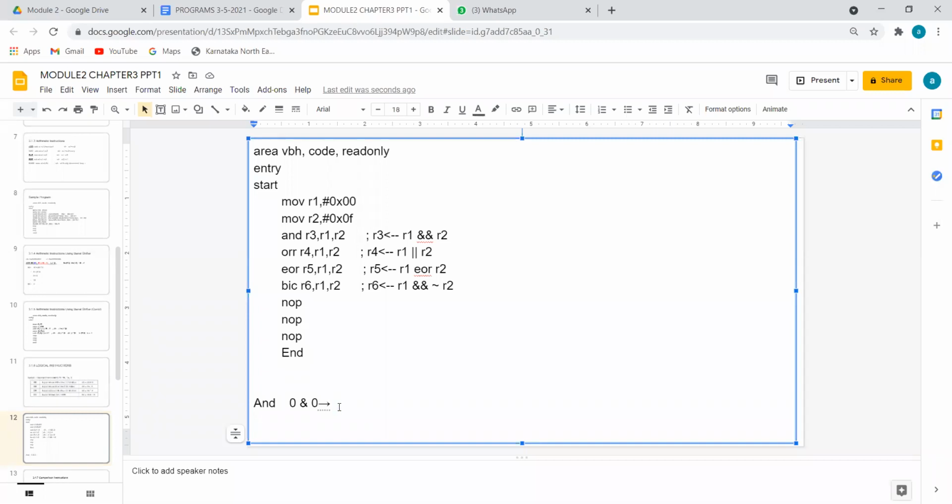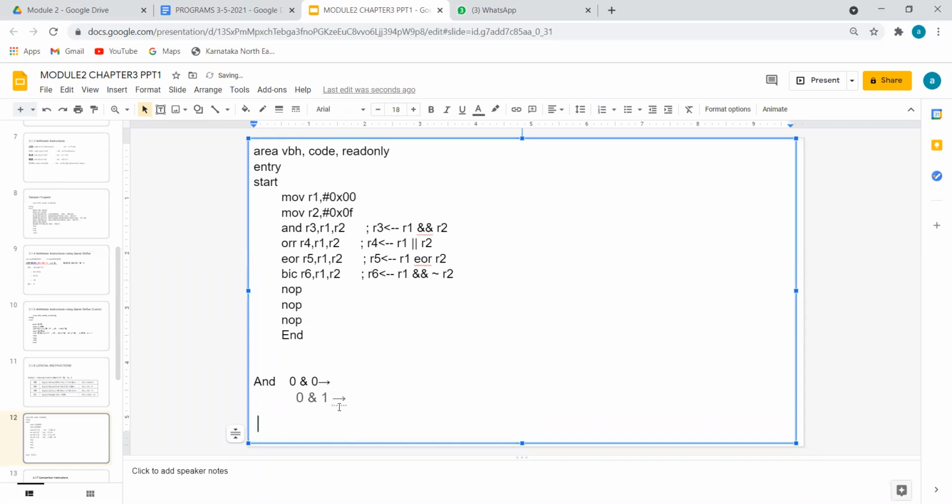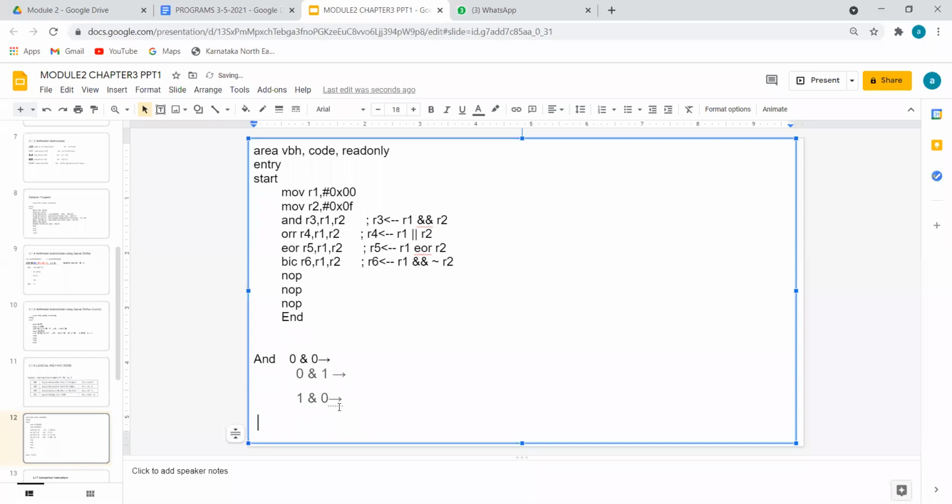Okay, now I will write different combinations. 0 and 1. Then 1 and 0. And finally 1 and 1. Okay. So we can write the answer here: 0, 0, again 0, and last is 1. This is the table for AND. Now I will write a table for OR.